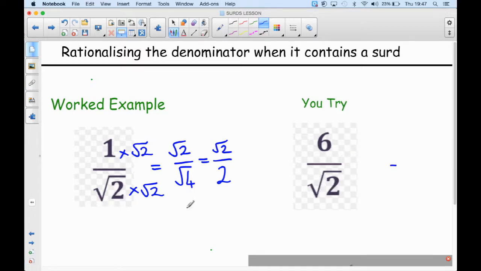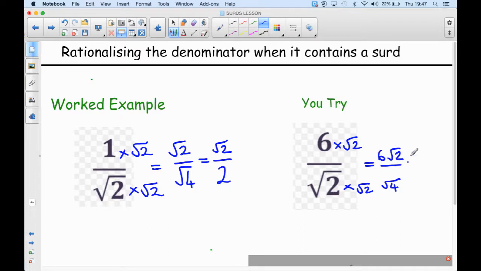Okay, so in the same example, I have root 2 at the bottom. So what I'm going to do is multiply the denominator by root 2 again. Whatever I do to the bottom, I'll make sure I do to the top. Root 2 multiplied by root 2 is root 4. Okay, 6 times root 2 can be written as 6 root 2, so there's no need for the multiplication sign.